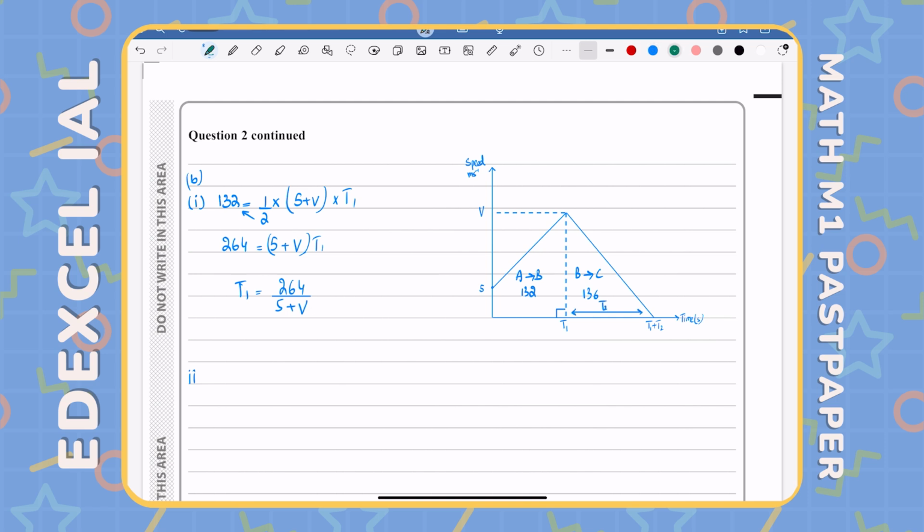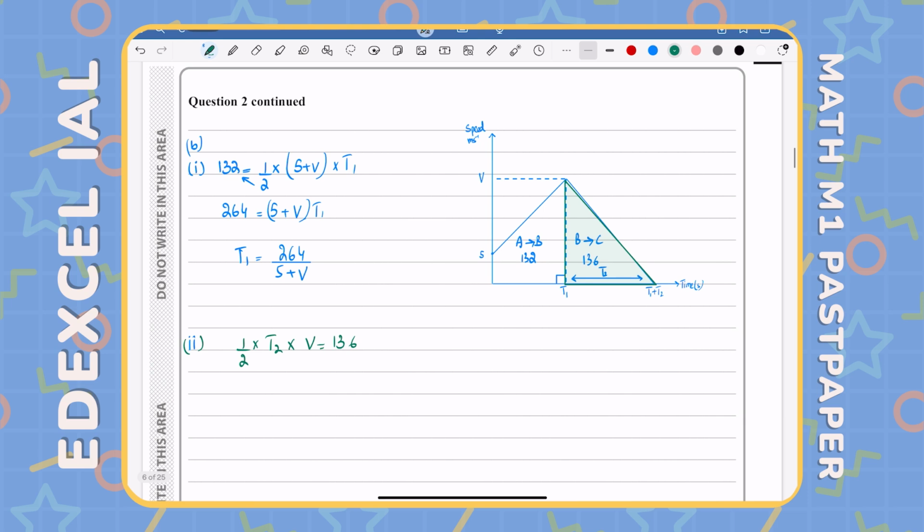Why? Because the shape that we're dealing with is a right angle triangle. And once again, we're given the distance, which is equal to the area under the graph. So area is equal to half into base into height. So half into base, which is t2, into the height, which is v, is equal to area. That's equal to 136. We cross multiply and make t2 the subject. t2 is equal to 136 times 2, that's 272, divided by v. And there you go. Here we have an expression for t2 in terms of v.